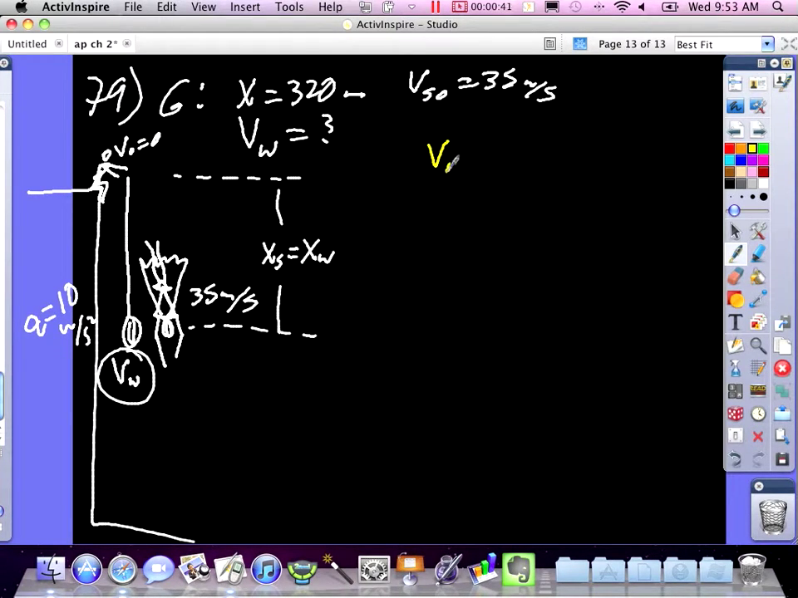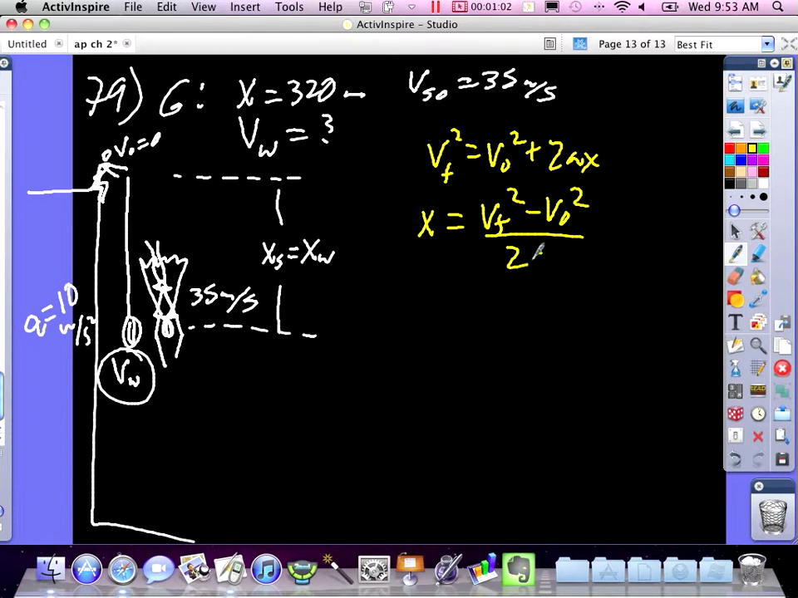If I use vf squared equals v0 squared plus 2ax, then I know the acceleration of the watermelon. I know its initial velocity. I want its final velocity. And I don't know how far it fell, but I know that it fell the same distance as Superman. So if I solve this for x, I get x equals vf squared minus v0 squared over 2a. And when I look at Superman, he's moving at a constant velocity. So his x is going to be, oh, I don't have his time either.